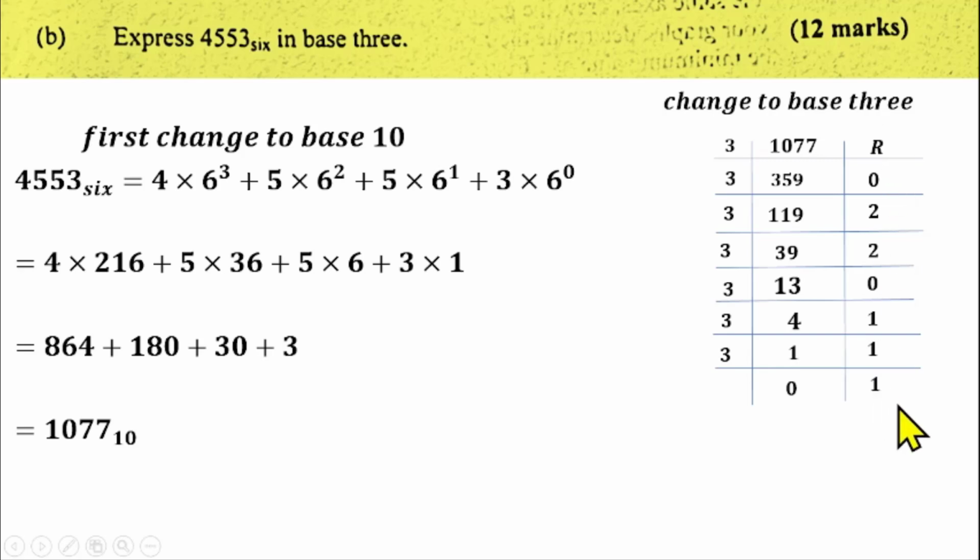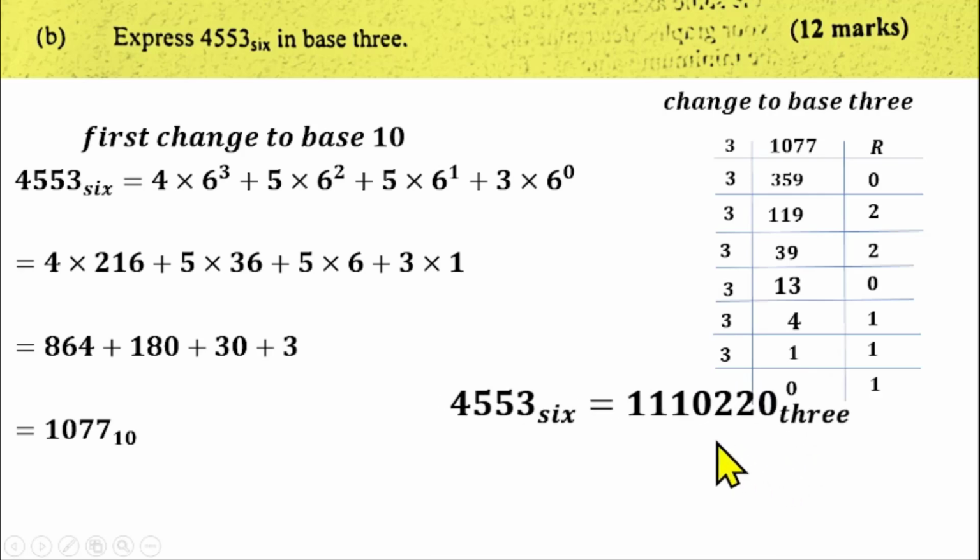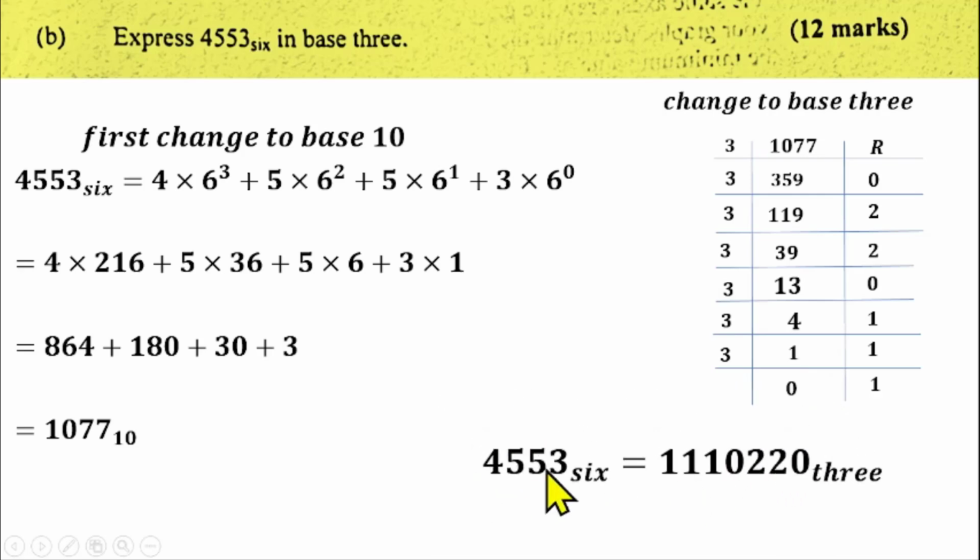So that means we now write the answer from down upward. So that means you'll be having 4553 base 6 to be equal to 1110220 base 3 as the answer for question number 6b.